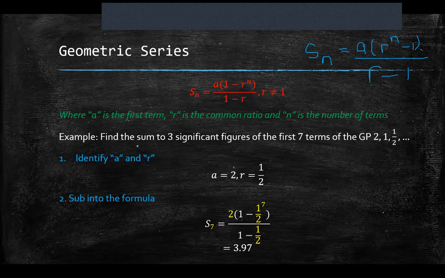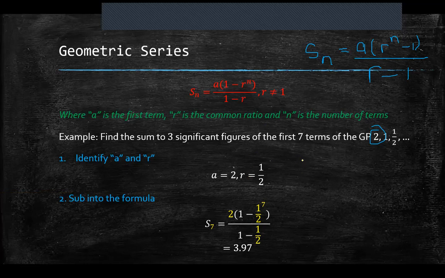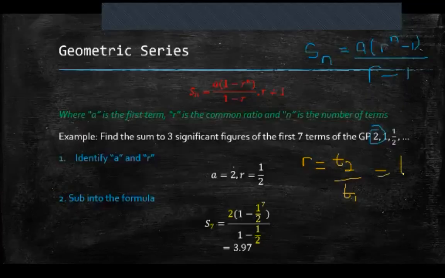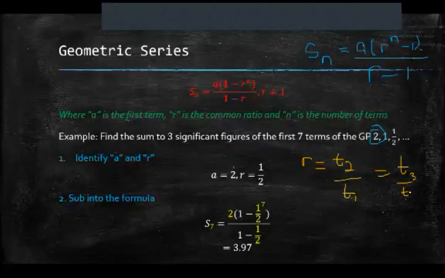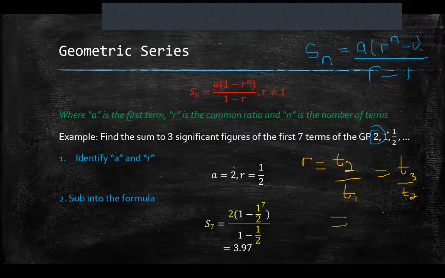Now then, identify A and R. A is 2, always the first term. R, to calculate R, we said before, you can say the second term divided by the first term, or the third term divided by the second term. Doesn't matter, right? Just the quotient of 2 consecutive terms. So T2, which is the second term, is 1, divided by T1, the first term, which is 2, is a half. And if I do a half divided by 1, I would still get a half, right? So A is 2 and R is a half.